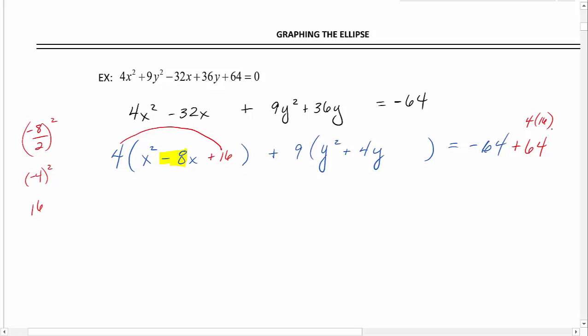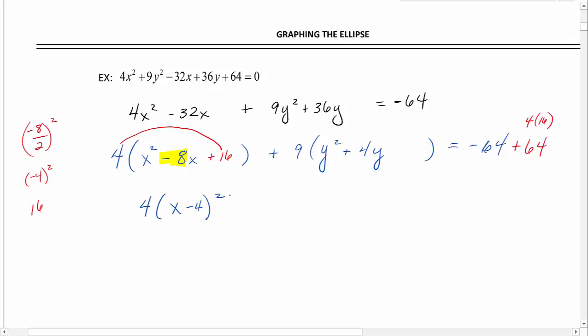We know that this perfect square trinomial always factors into the form x plus b divided by 2 quantity squared. So I'm still going to do that just like normal with completing the square. We just got that 4 hanging out in front. This is going to be 4 times the quantity x minus 4 squared.